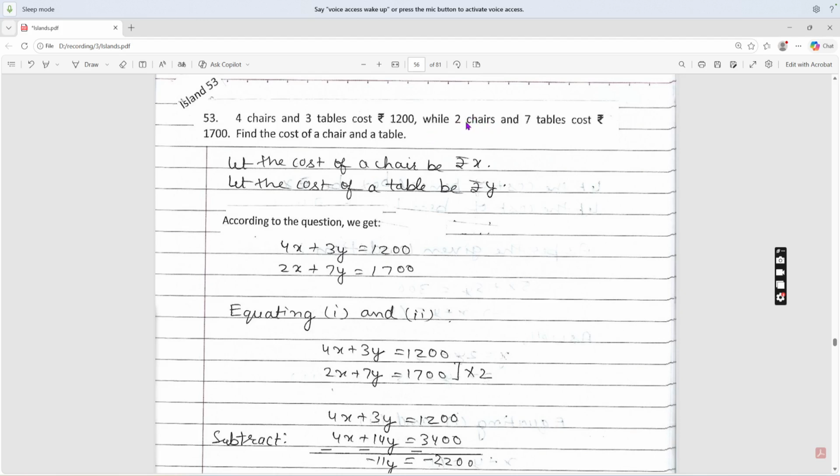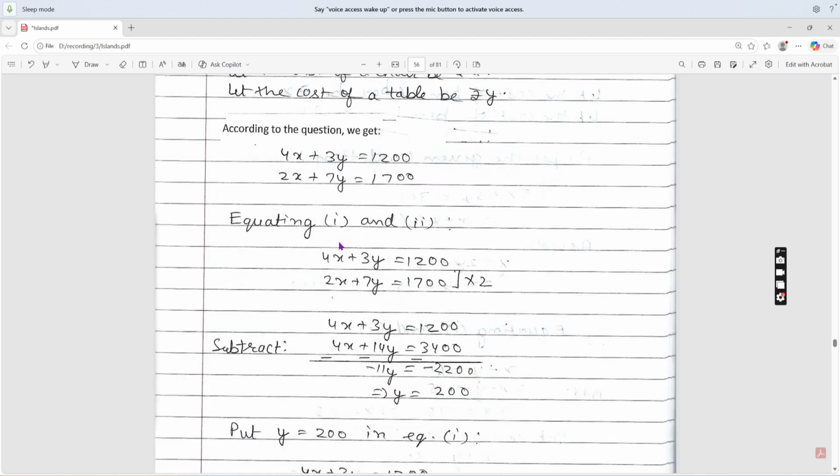Similar case here. The total cost of 2 chairs would be 2x, the total cost of 7 tables would be 7y, and the combined cost of 2 chairs and 7 tables would be 2x plus 7y, which is equal to 1700. Now we are going to equate equation 1 and 2. The second equation can be multiplied by 2 in order to match the coefficient of x. Here 4x plus 3y is equal to 1200. Here 4x plus 14y is equal to 1700 into 2, that is 3400. So here we subtract term by term.